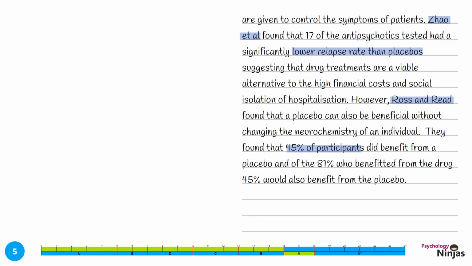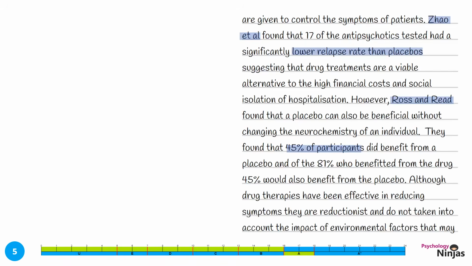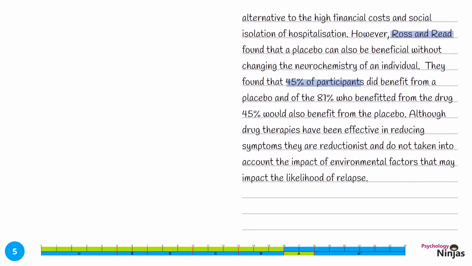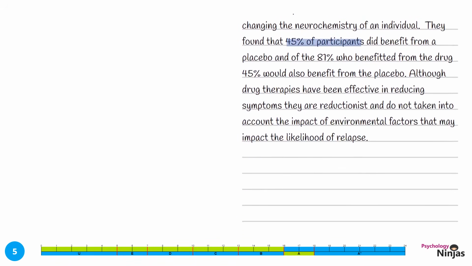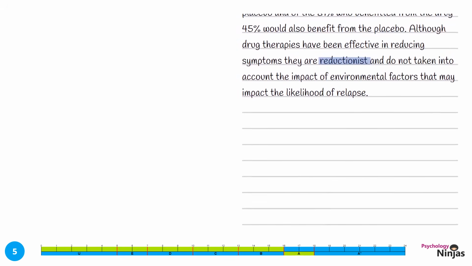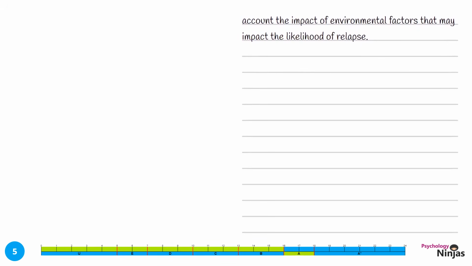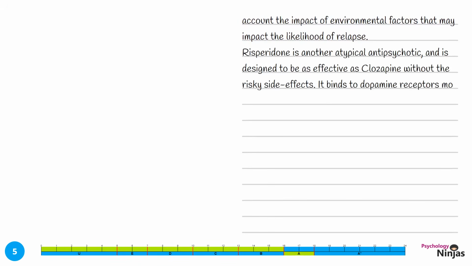Let's complete this assessment with another mini-judgment. Although drug therapies have been effective in reducing symptoms, they are reductionist and do not take into account the impact of environmental factors that may have an impact on the likelihood of relapse. Our conclusion focuses on the reductionist element of these particular therapies, in the fact that they're only treating the symptoms rather than the causes. Let's return to our outline or our explanation of drug therapies.